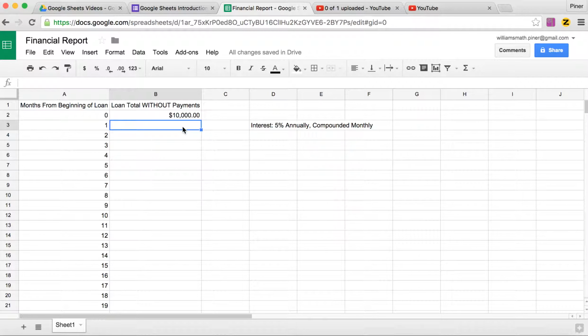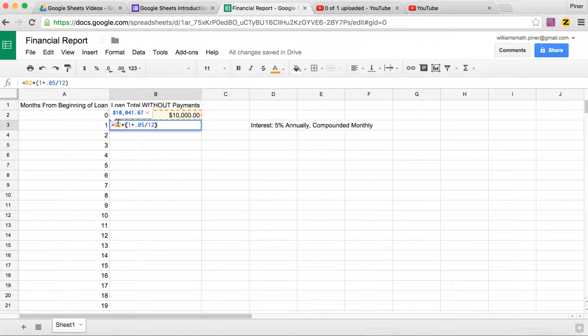To tell that to Google Sheets, I'm going to hit the equals to define a formula in this cell. And what I want this cell to do is to take the previous cell, cell B2, and multiply that by 1 for the whole amount plus the 5%, 0.05, but only 1/12 of that because this is just 1 month. 1 plus 0.05 divided by 12.